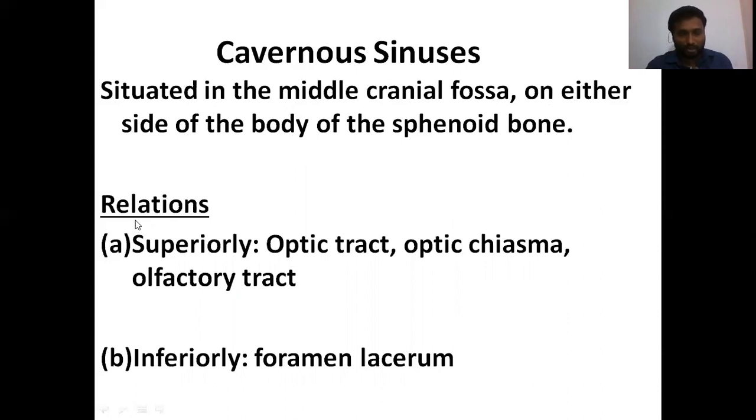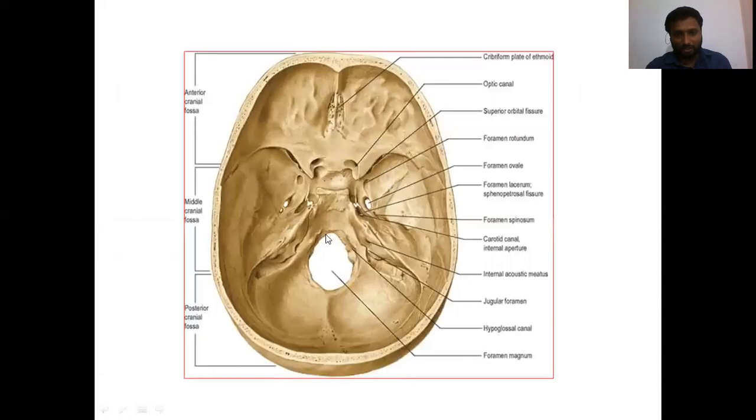Next we have to see some relations. Superiorly it is related to the optic tract, optic chiasma, and olfactory tract. Inferiorly, the foramen lacerum. First we'll see that: here we can see one small opening, that is the foramen lacerum. See here also, this opening is the foramen lacerum. So inferiorly it is related to the foramen lacerum, nothing more.